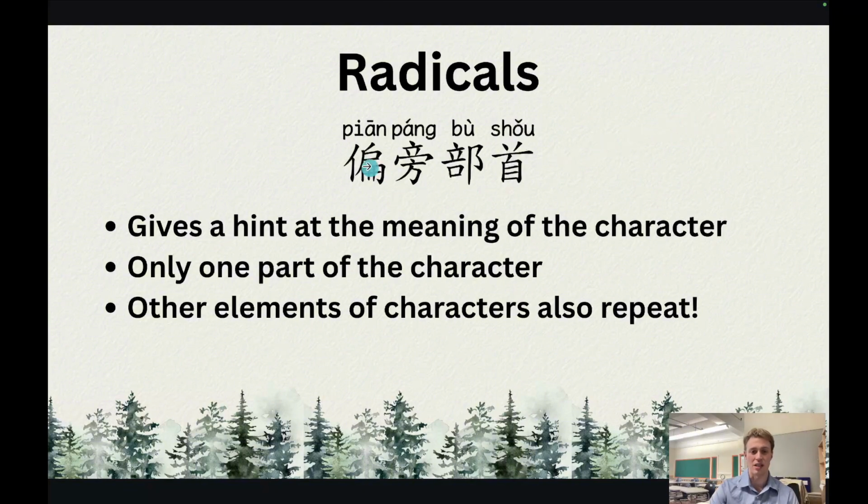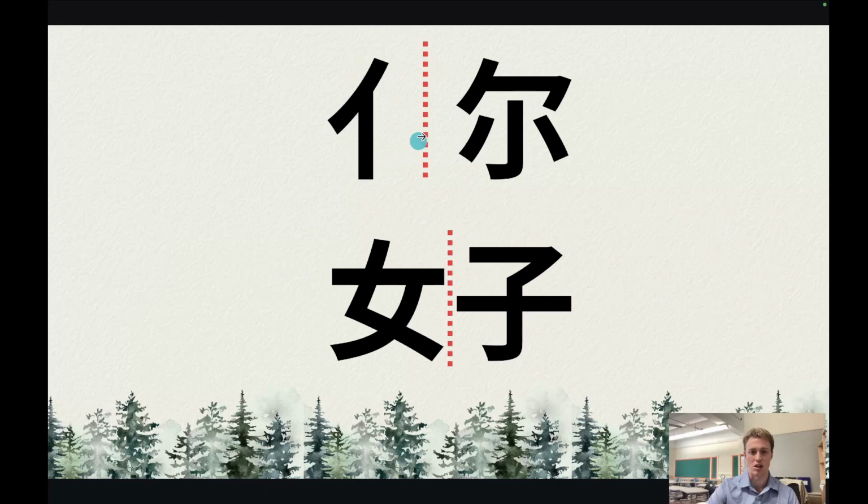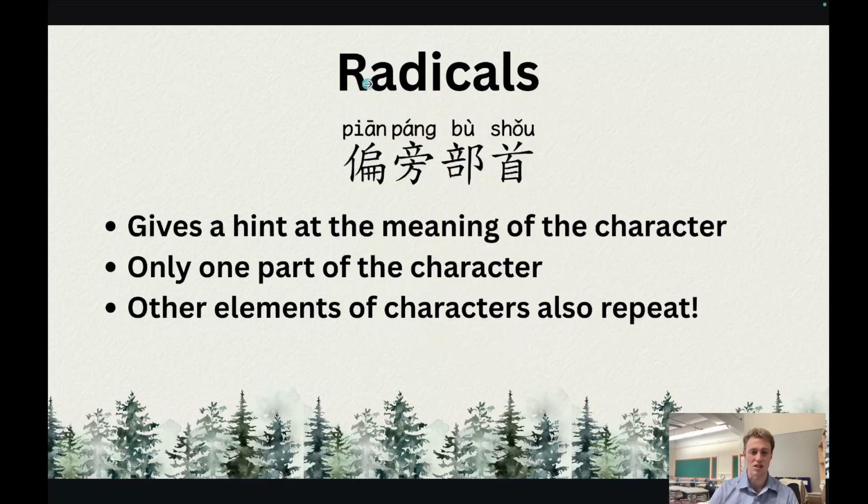For example, the character here, 偏, the left part, you'll notice, is the same as the left part of 你 that we just saw. But even though radicals will repeat frequently, other elements of the character will also be seen in other characters as well.